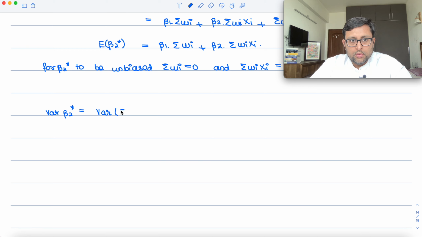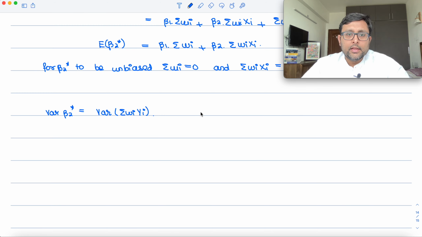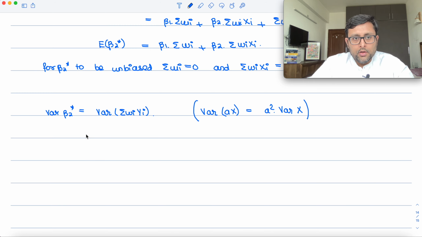It is going to be like this. Now you tell me one thing. What is the variance of this? a square variance of x. That's a property of variance. So wi's are constants, so this will be summation of wi square variance of yi.